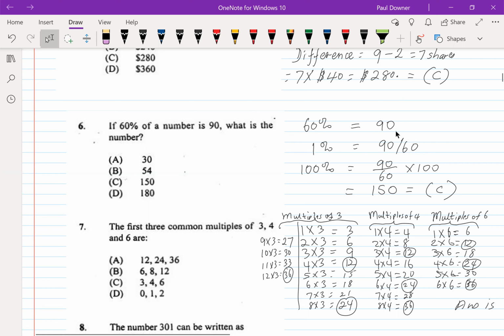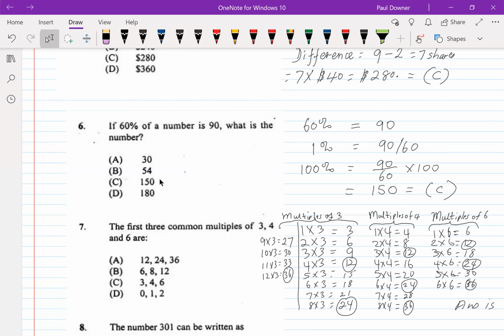So 60% is 90, 1% is 90 over 60. Therefore, 100%, which is what we're looking for, the number itself, is 90 over 60 times 100, right? Multiplying both sides by 100. And so we come up with our answer of 150. When you calculate this out here, you will get 150. So it means then that the final answer is 150, and that would be option C. That's option C. All right, the next one we're going to would be number 7.